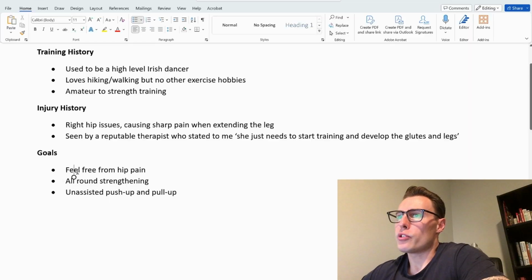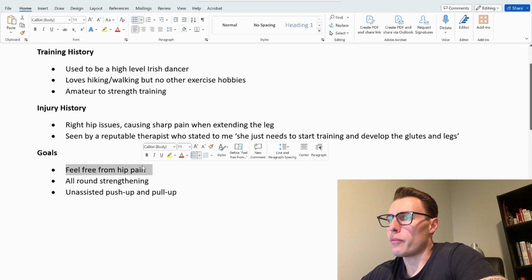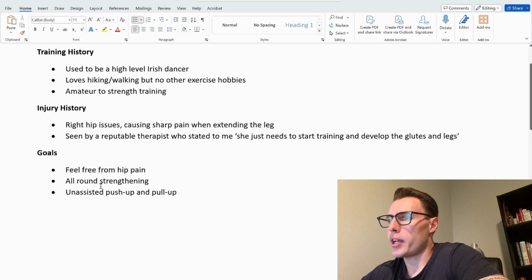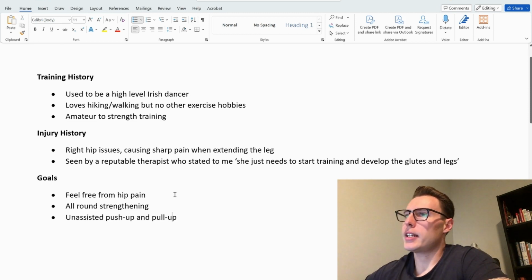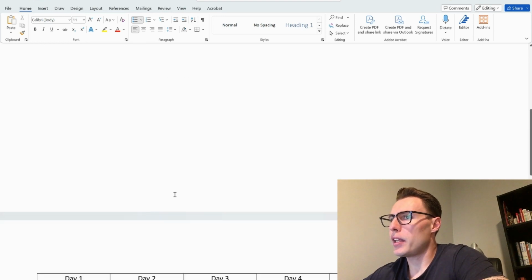So in terms of the goals, this person wants to feel free from hip pain. That's a great goal. They want all-round strengthening, and they want to be able to perform an unassisted push-up and pull-up. Those are all great goals. So with all that taken into consideration, let's dive into the program.